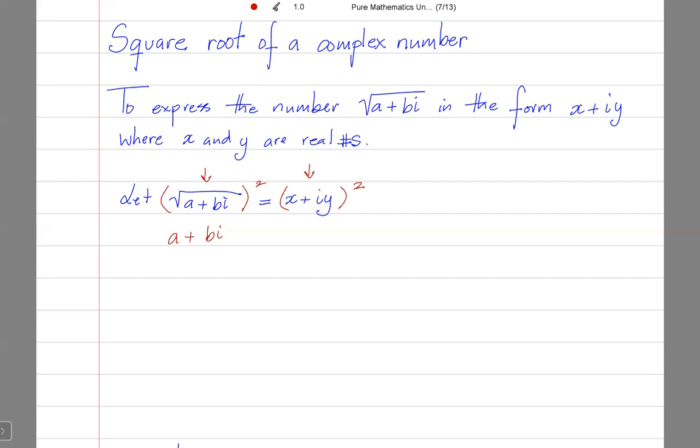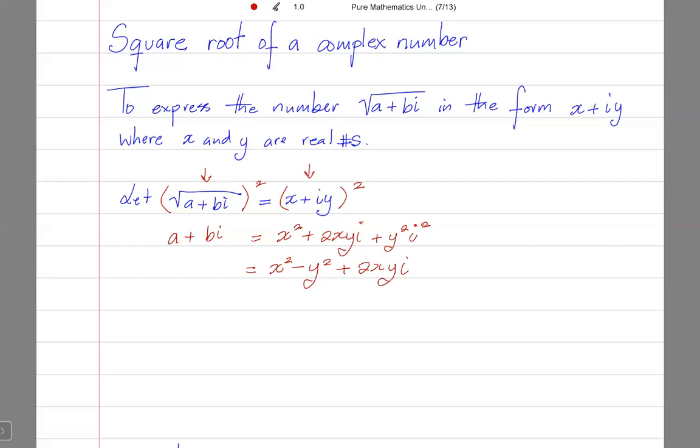Now, x plus iy squared is going to be x squared plus 2xyi plus y squared i squared. And everybody should be able to do that. It's simply binomial expansion. So this is going to work out to be x squared minus y squared plus 2xyi.